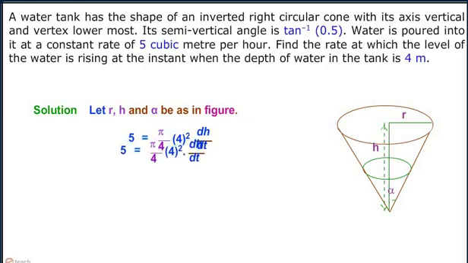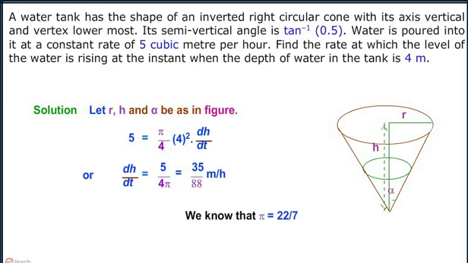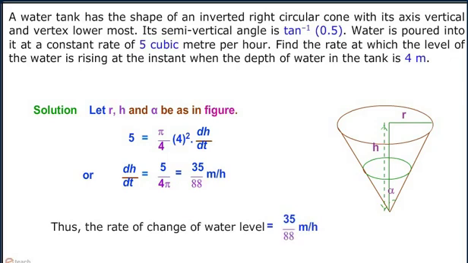Using this information, dh by dt is equal to 5 by 4 pi, that is equal to 35 by 88 meter per hour. Thus, the rate of change of water level is equal to 35 by 88 meter per hour.